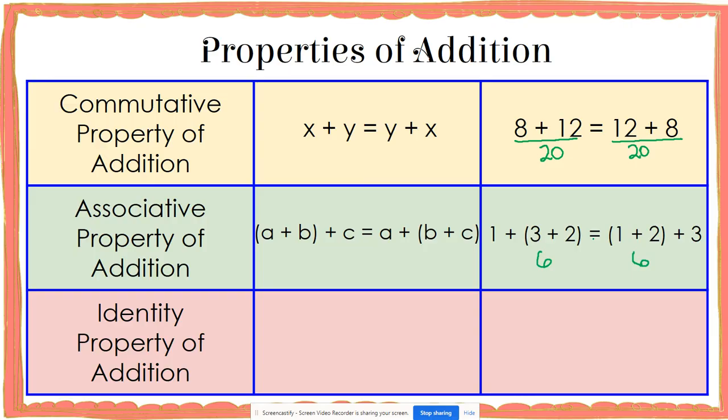Next, we have the identity property of addition. The identity property tells us that if we add 0 to a number, we're going to get the same number because any number plus 0 is itself. This is like saying 53 plus 0 is equal to 53.